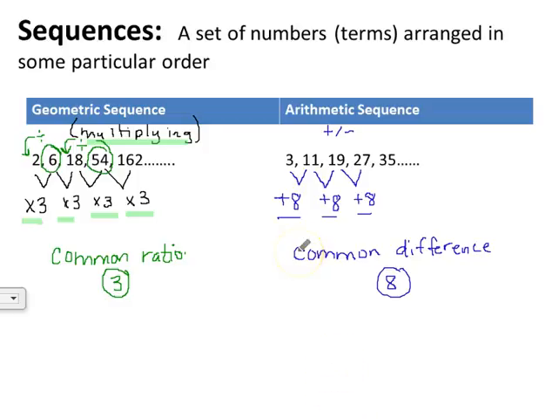And a quick way you can determine it is just to look to see, are you increasing or are you decreasing? And then check to see what you add to the previous number to get to the next number in the sequence, or the next term.